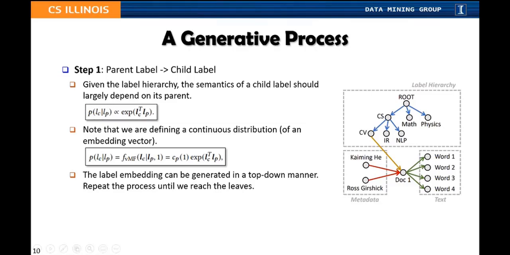So the probability of the child embedding given the parent embedding should be proportional to the exponential of their inner product. However, we cannot fully borrow the softmax function here because we are defining a continuous distribution of an embedding vector. However, softmax function describes a choice among a finite number of candidates. So instead of using the softmax function, we use the VMF distribution. We can see its mathematical definition here, and it also satisfies this property. And we can see that with this generative probability, the label embedding can be generated in a top-down manner. We start from the root node and repeat the process until we reach the leaves.